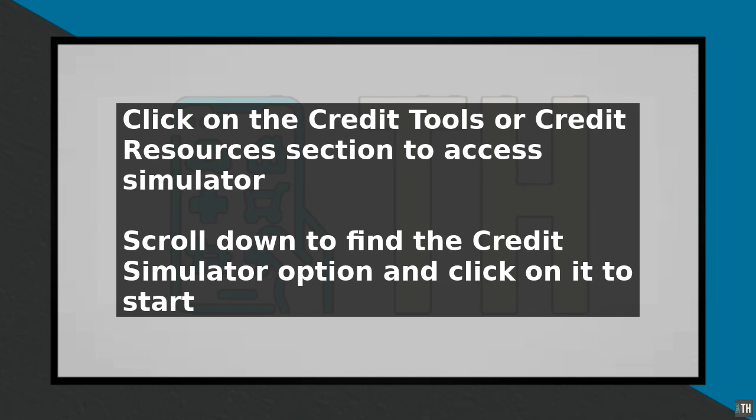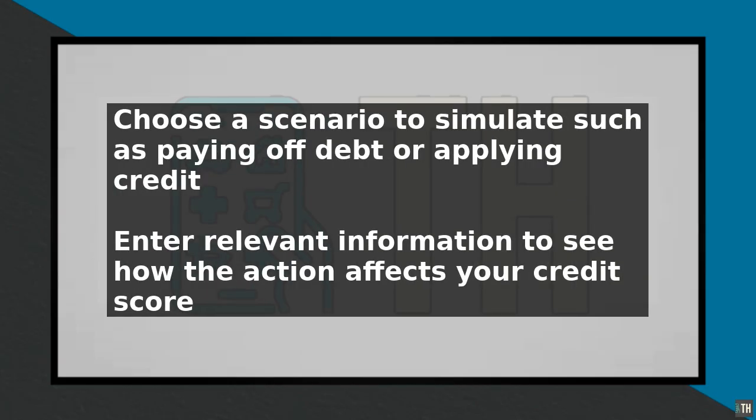Enter the relevant information, such as the amount you want to pay off or borrow, and the Credit Simulator will show you how this action can affect your credit score. The Credit Simulator will provide you with a detailed breakdown of how the action can impact your credit score, including the potential change in your score and the factors that are driving the change.